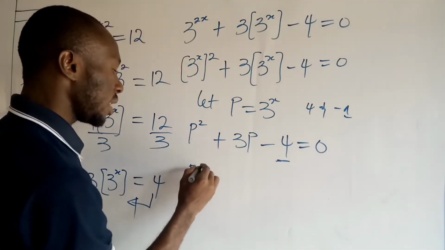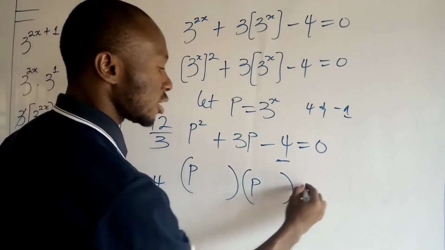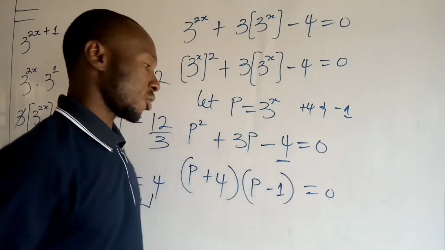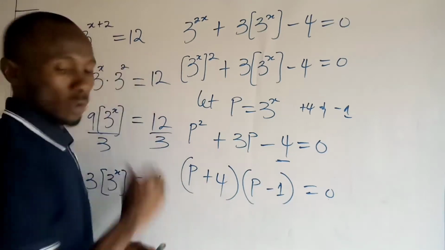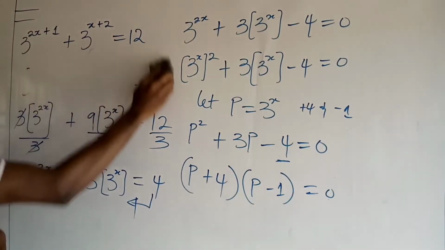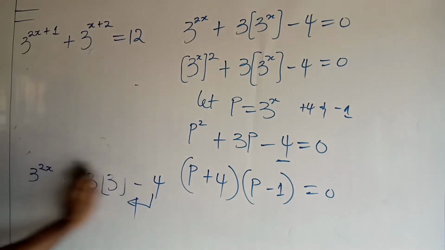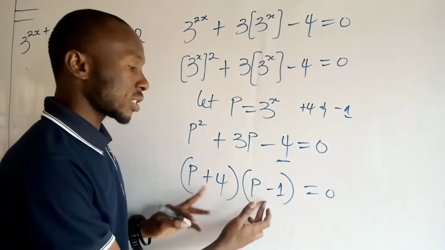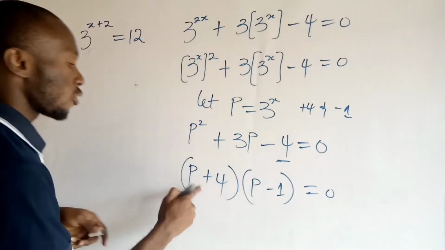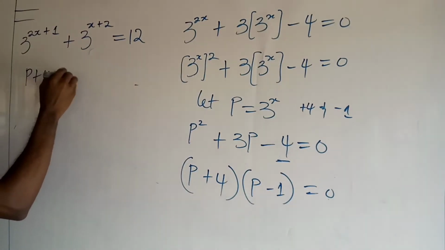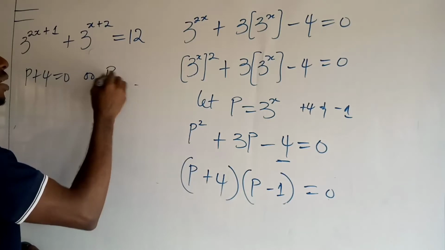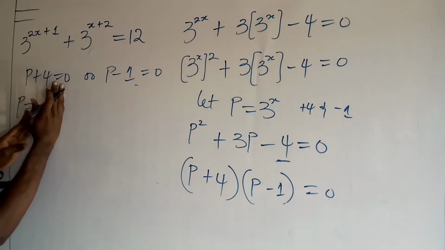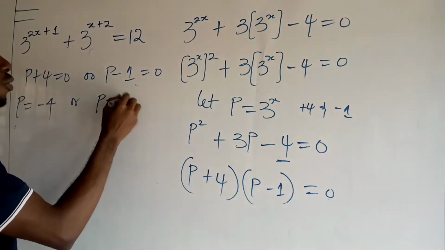So this now becomes (p + 4)(p - 1) equal to 0. So the values are just positive 4 and negative 1. So at this point now, you want to equate each of these factors to 0 and get the value of p. So I'll equate this guy to 0. We have p plus 4 equal to 0, or equate this guy to 0, we have p minus 1 equal to 0. Now from here, you can see that p is equal to minus 4 when you collect like terms, or here, p is equal to positive 1.